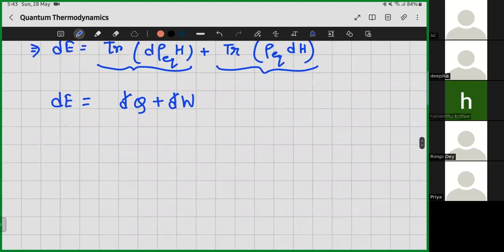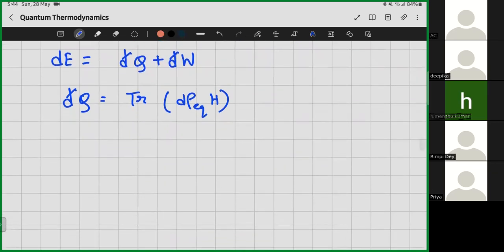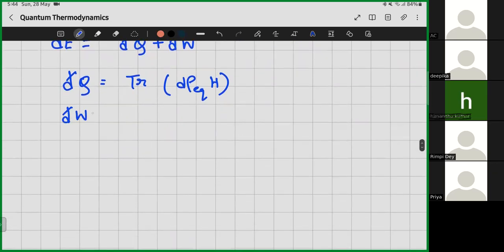So for quantum system, the heat is defined like trace over d rho equilibrium H. Here the rho equilibrium is changing. That means the population of each level is changing. And in case of the work, rho equilibrium is fixed, the Hamiltonian of the system is changing. This is the definition of our heat and work for quantum mechanical system.